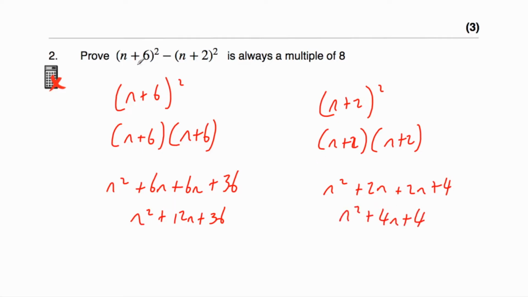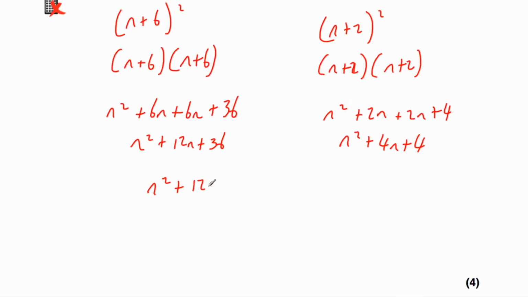So we've expanded our first brackets by multiplying it by itself, and we've expanded our second brackets by multiplying it by itself. And now we need to take them away. So we need to do n squared plus 12n plus 36 subtract n squared plus 4n plus 4. So let's write that down. That's going to be n squared plus 12n plus 36, now we're subtracting all of this, so subtracting, and then in brackets, n squared plus 4n plus 4. And let's see what we get.